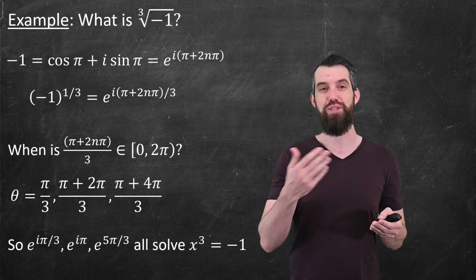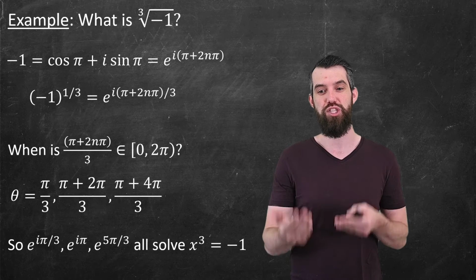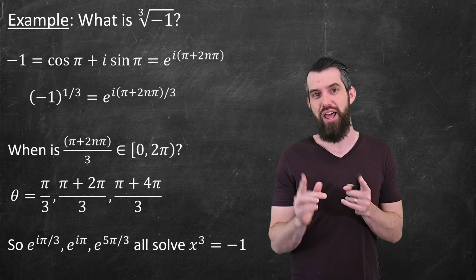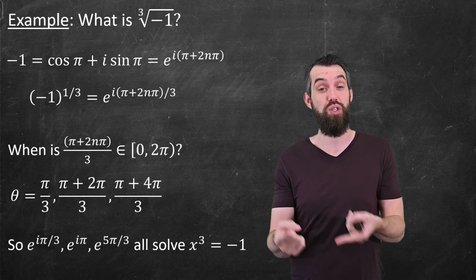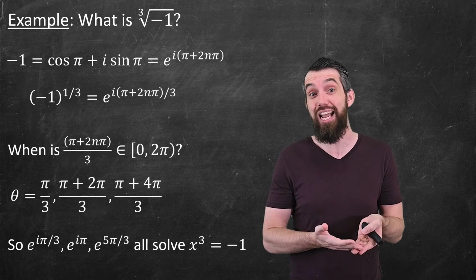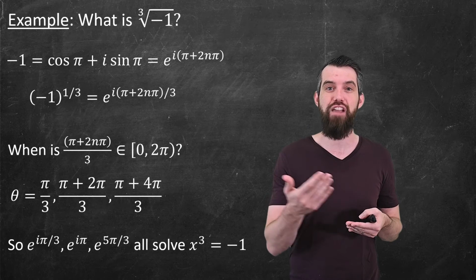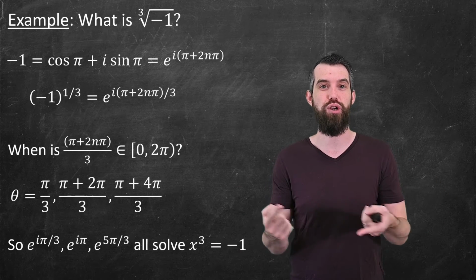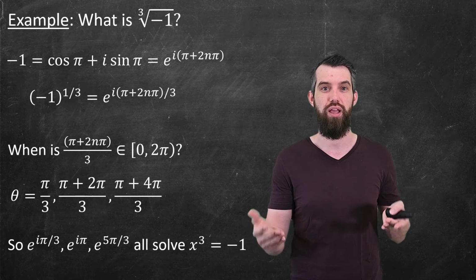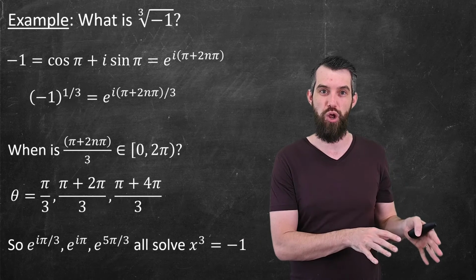The second one, pi plus 2 pi is 3 pi. 3 pi divided by 3 is just pi, so e to the i pi. And I'll note that e to the i pi, as we saw above, was just minus 1. So the second one is exactly what we've seen previously. And then the final one is e to the 5 pi divided by 3. All 3 of those are going to solve the equation x cubed equals minus 1. 3 roots to a degree 3 polynomial.